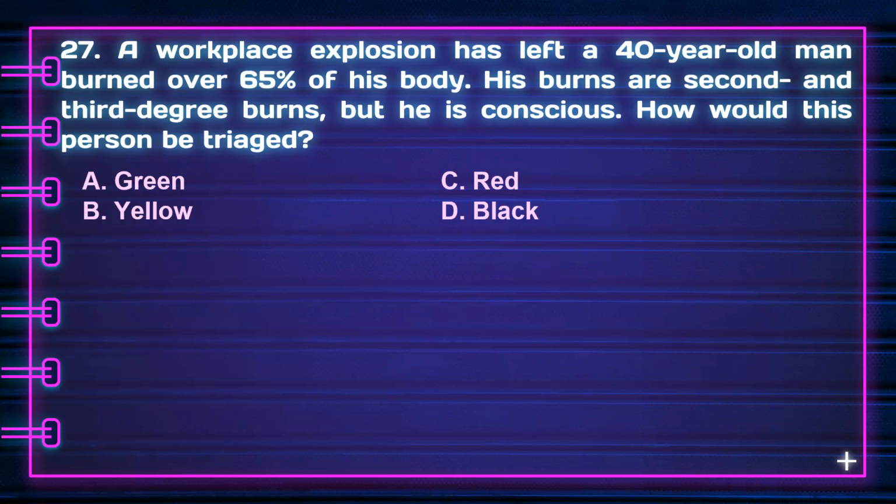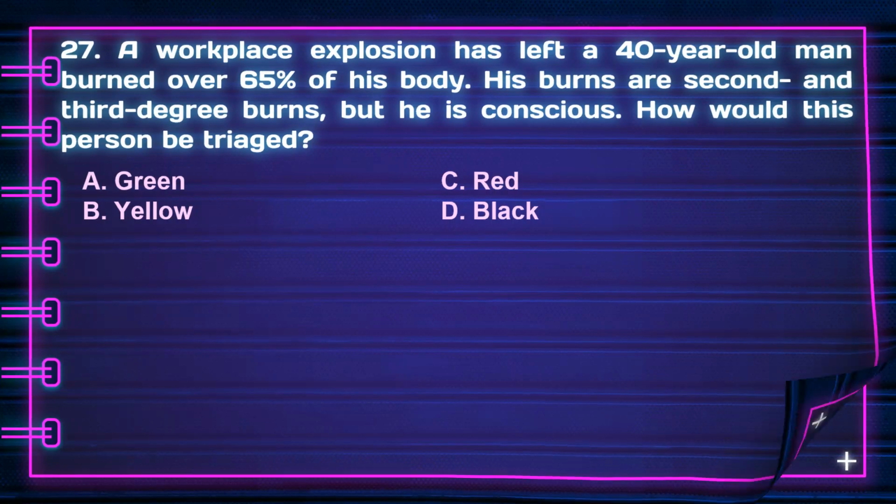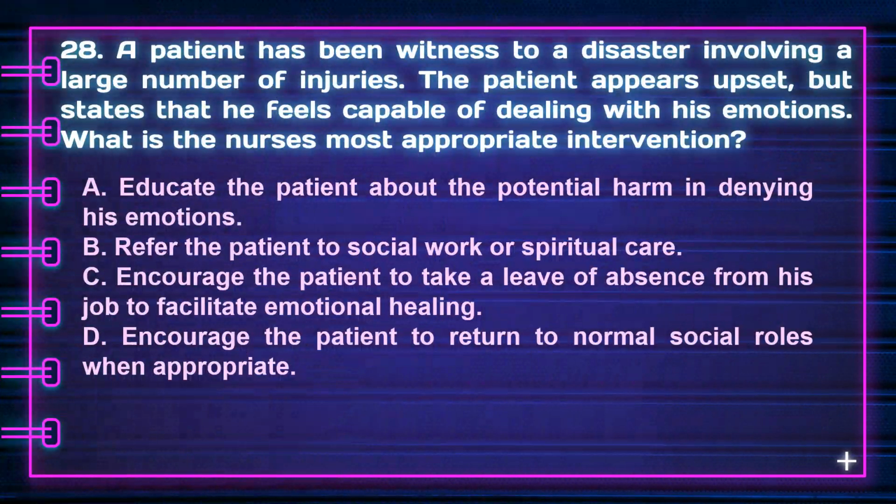And the patient would be triaged as black due to unlikelihood of survival because you talk about 65% of the body. Persons triaged as green, yellow, or red have a higher chance of recovery over severely burned, second and third degree burn patients. 27. D.